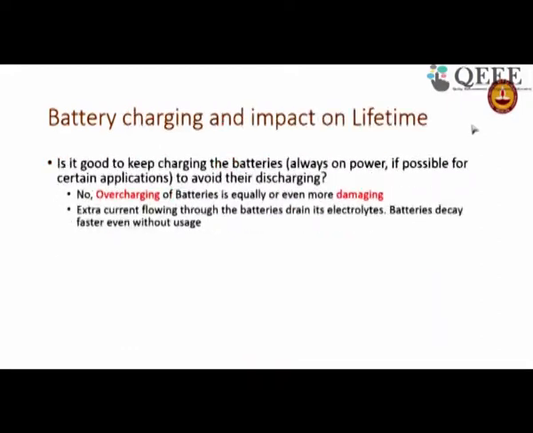So, battery charging and its impact on lifetime. Is it good to keep charging the batteries even after they are full? Certainly not. Overcharging will damage them. So should you keep your laptop plugged in? Well, really it doesn't matter, because your charger will take care that it doesn't overcharge. Your charger has to be designed so you can keep it plugged in, but the charger should ensure that it doesn't overcharge.